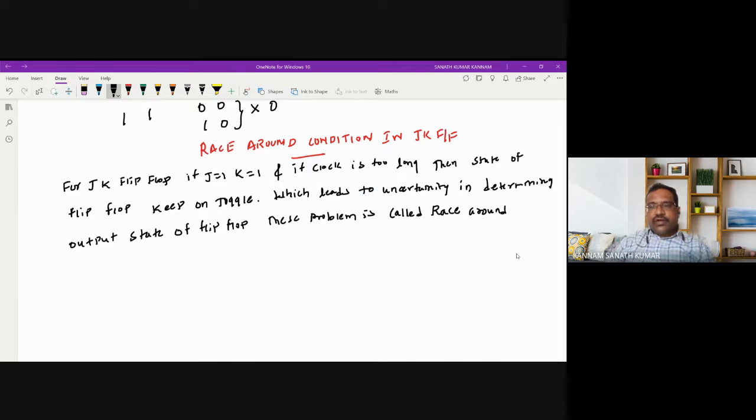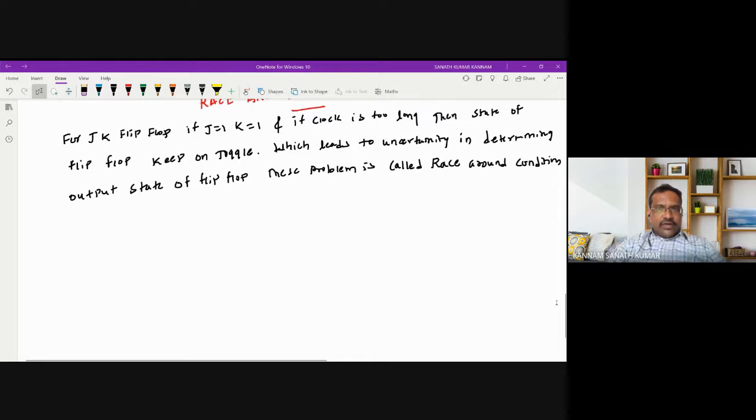Race around condition. So we should avoid this race around condition. Why? Because when J equals 1 and K equals 1 and the clock is too long, it goes on. Suppose the clock is too long. Let us consider this is a clock. So here, when J and K are 1 1, what happens? What is the output Qn? This is Qn plus 1, the next state.